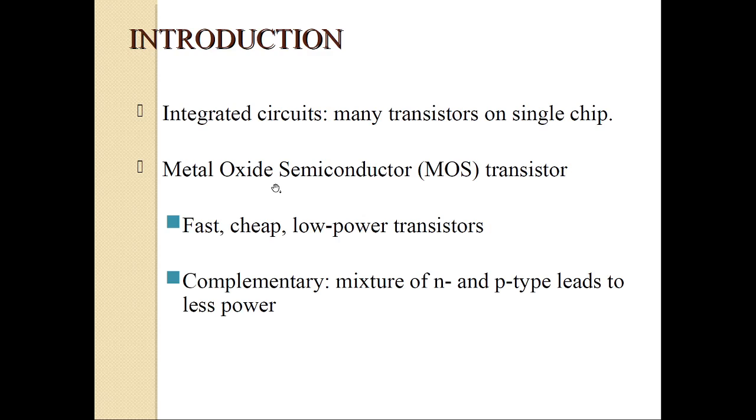So what exactly is meant by the metal oxide semiconductor MOS transistor that we have seen in the last lecture? If you have not watched it, please go through it. So why are we going for these transistors? Because they are fast, they are cheap, and they are low power transistors; the power consumption is very, very less. So what exactly is meant by complementary? Complementary is nothing but the mixture of n type material and p type material. If you mix n and p, the combination is called a complementary pair, which leads to less power consumption.